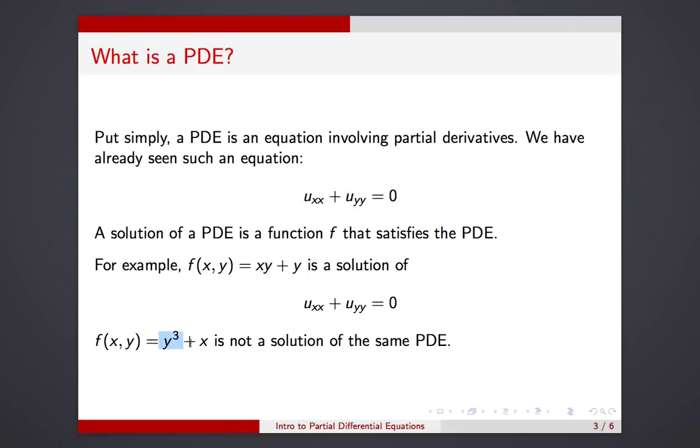Notice on the other hand, though, this guy is not a solution. His partial with respect to x after two iterations is 0, but the partial with respect to y after two iterations is 6y. And so back up here you would have written 0 plus 6y, and that is not equal to 0.